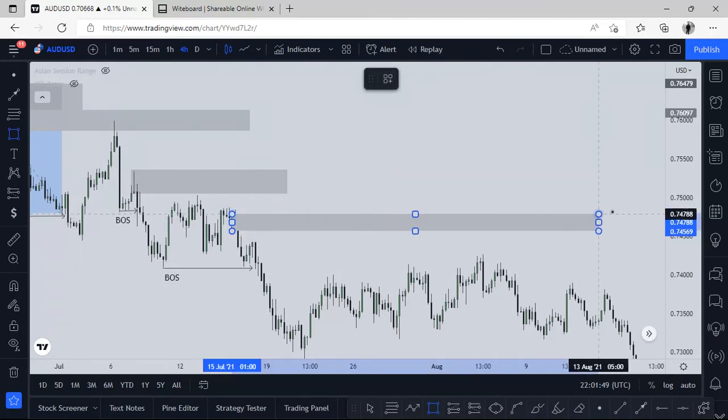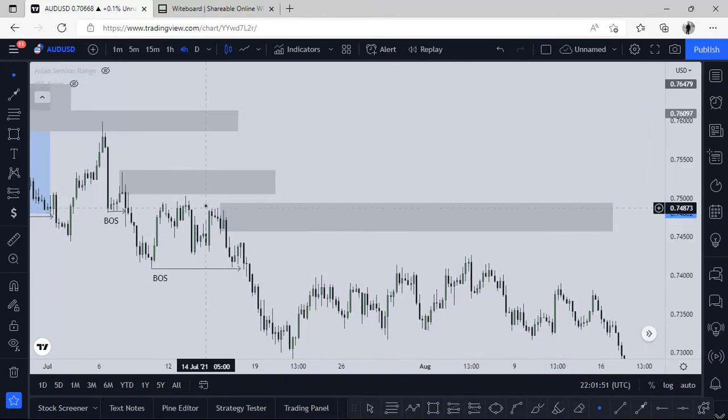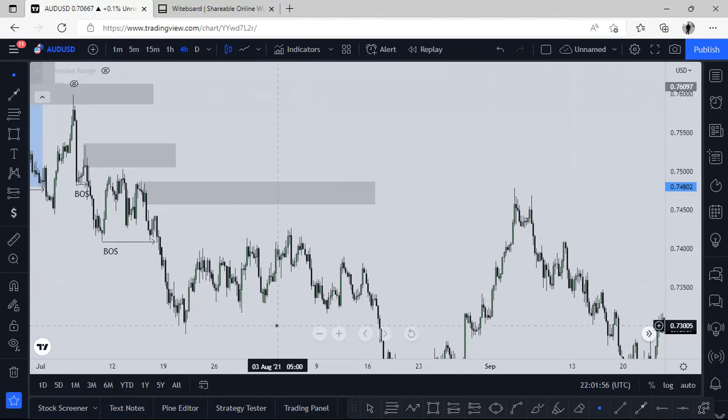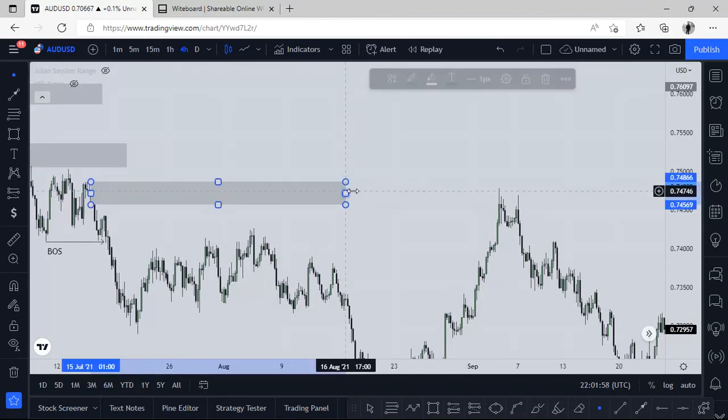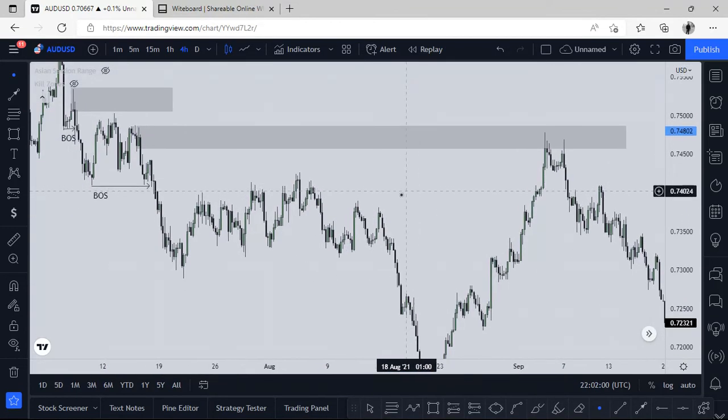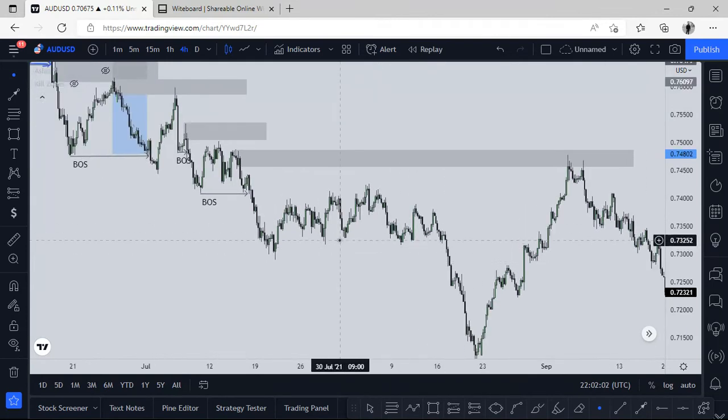So this is highlighted here, price didn't come, but I'm sure price will come later. So as you can see, price came to that zone. Simple. So this is how we trade order blocks.